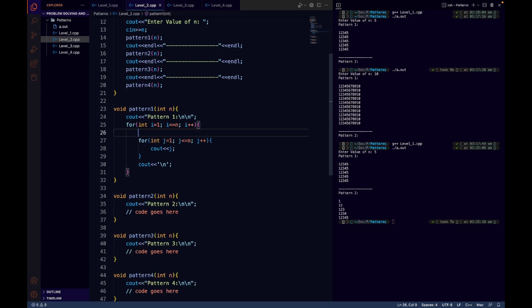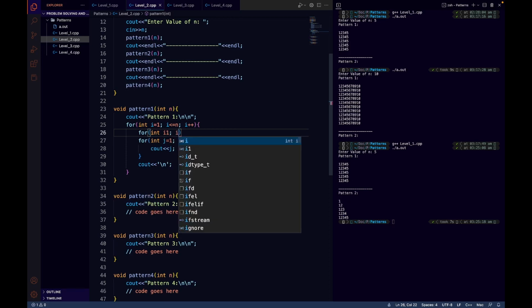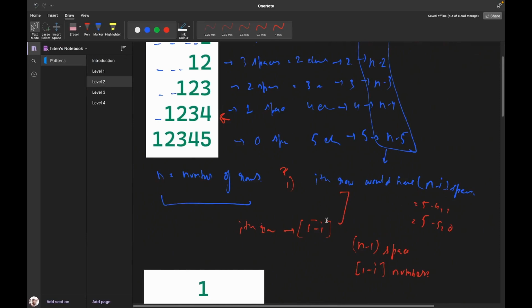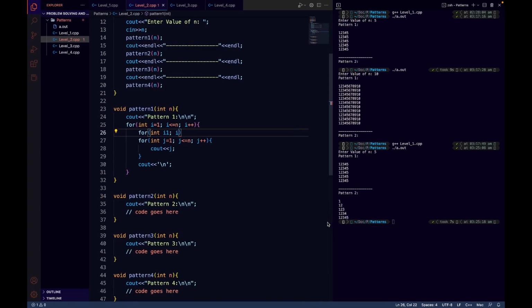For that I'll be adding another for loop, which would be responsible for printing the spaces, and then would print the sequence. We just discussed that we need to print n minus 1 spaces for the ith row. So I'll be starting a for loop. Let us take a variable k, starting from 1, and k less than or equal to n minus i, and k plus plus, and I'll just be printing the spaces. So that would be cout space. Okay, so this is the only code.